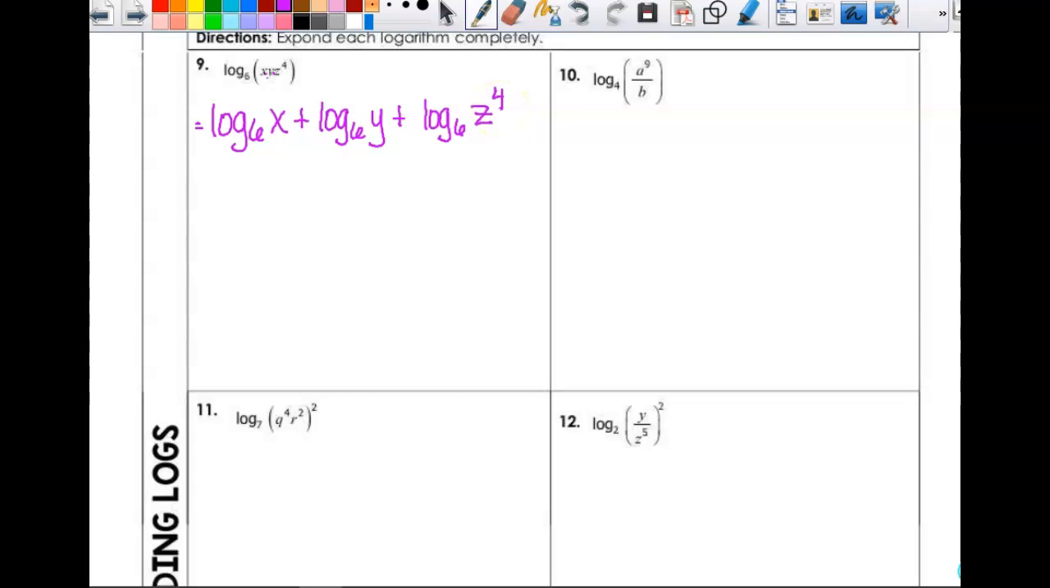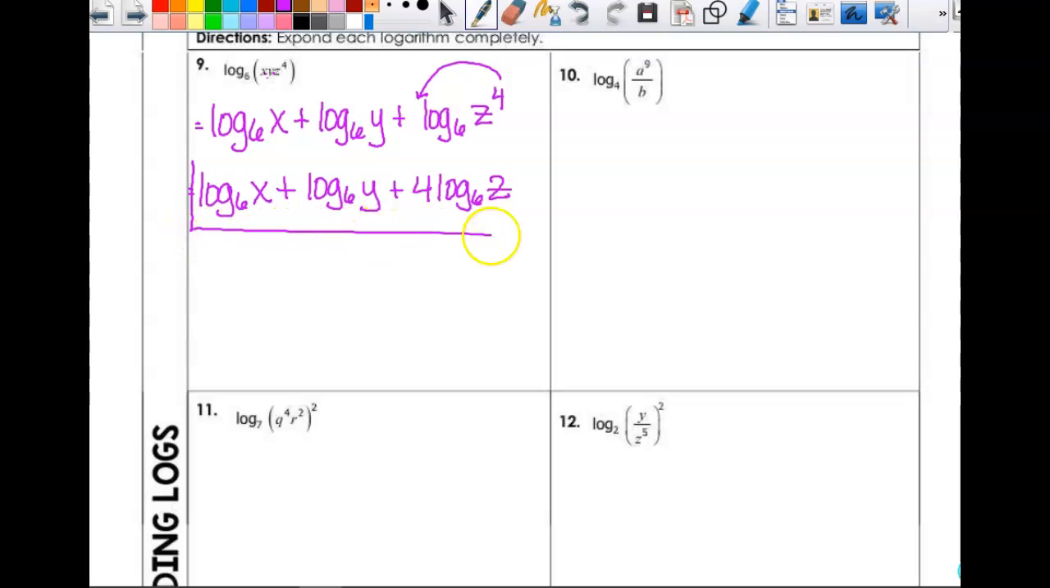You with me on why that's okay? Because that's my product property. Now, there's nothing else I can do with these first 2, but for this 4, it can come out front here. So this would become log base 6 of x plus log base 6 of y plus 4 times log base 6 of z. And that's the best we can do. Okay. Any questions?